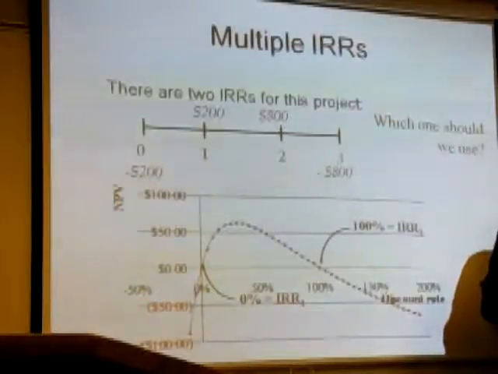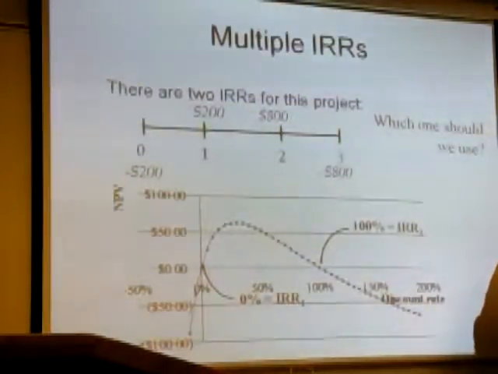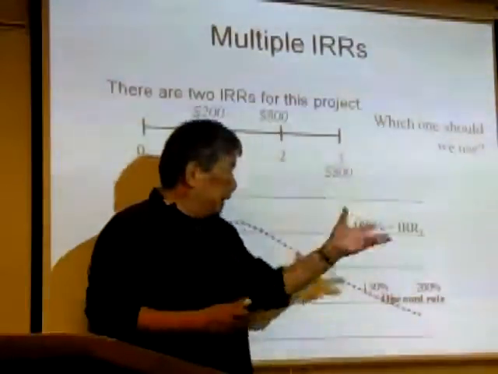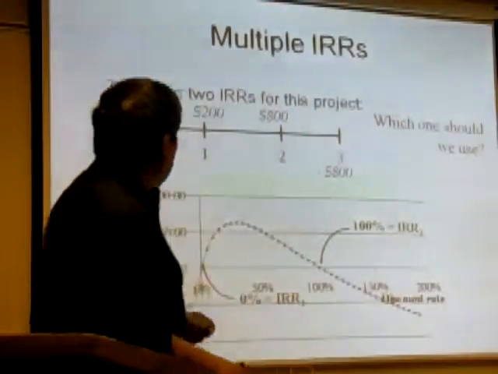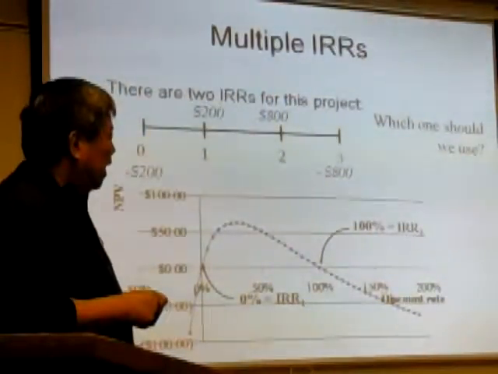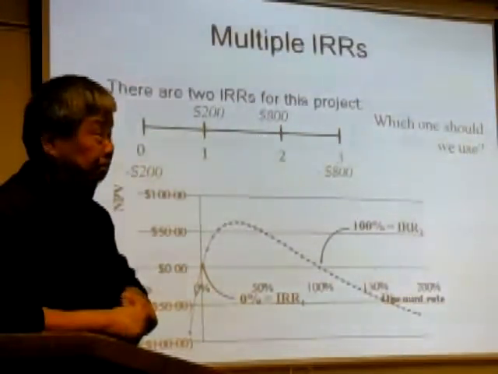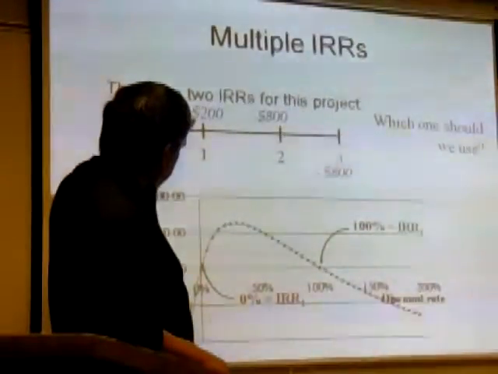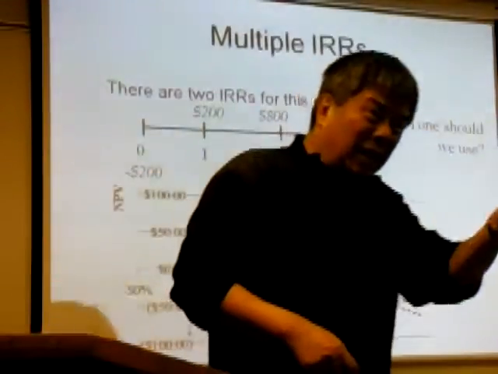Cash outflow, cash inflow, inflow, inflow, outflow, inflow, inflow, inflow. Those, you are changing sign more than once. You are facing what we call the multiple IRR. It's like this: negative 200, positive 200, 800, negative 800. And say, what kind of project is like that?